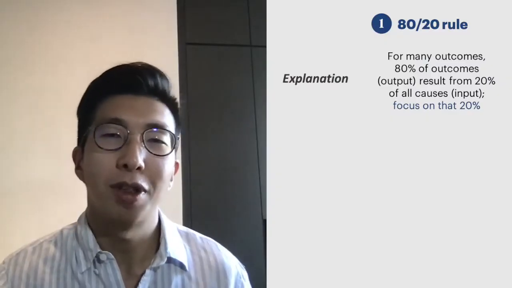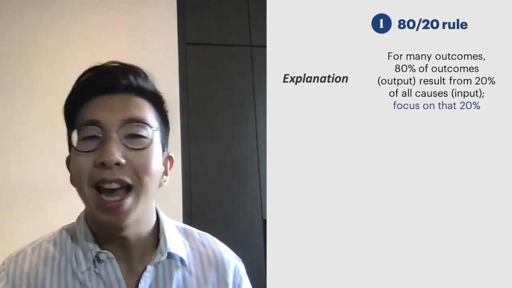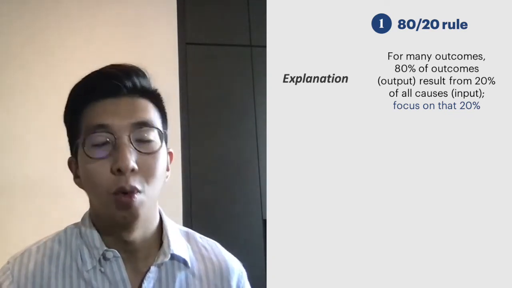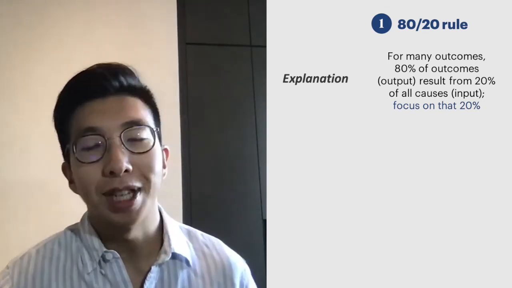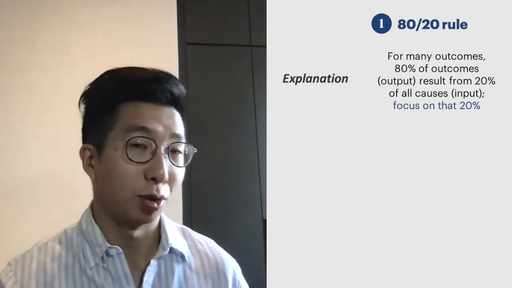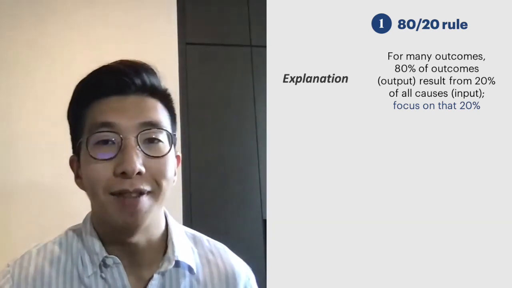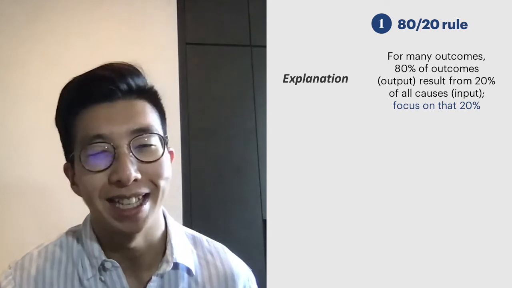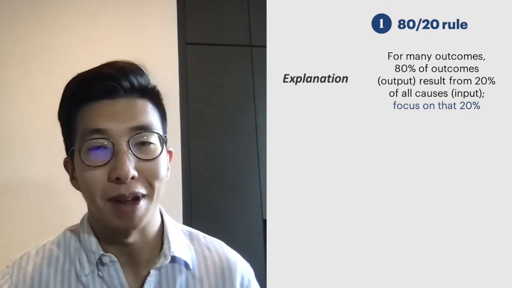First concept is called the 80-20 rule, which states that for many outcomes, 80% of the outcomes, which we can also call the output or the result, comes from 20% of all causes, which we can also call the input. The point of this rule is that we prioritize and focus on that 20%. So if this sounds confusing to you, don't worry.